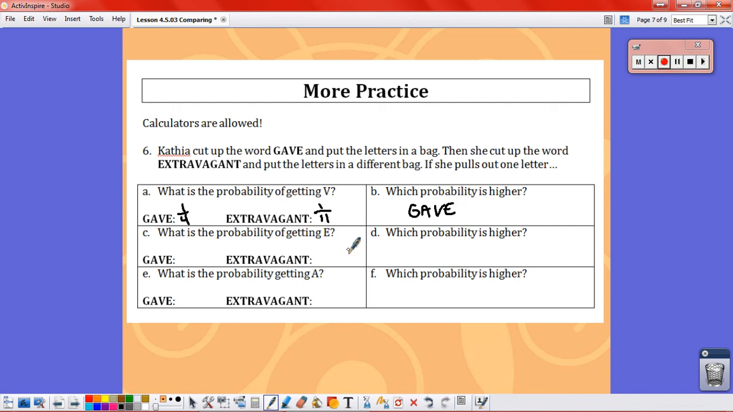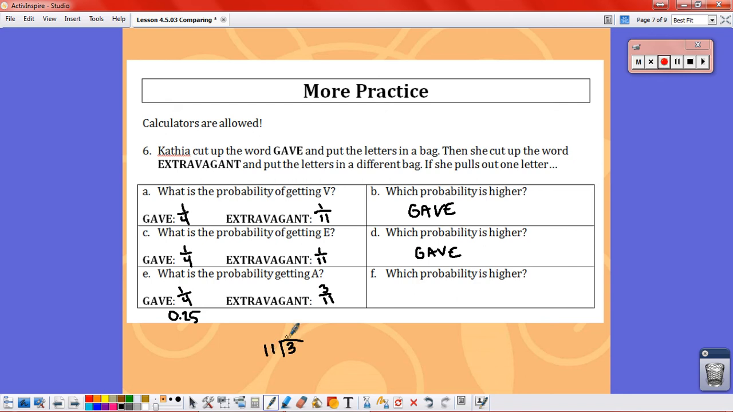Less other letters to compete with the V. E, again, is 1/4 here. There's one E in this word, so it's still 1/11, so this is the same. Then here we have A, still 1/4, but there are 3 A's in extravagant, so 3/11ths. And this is one where converting to a decimal is helpful. I know that 1/4 is 0.25. I know that I can do 3 divided by 11. I'm just going to do this one by hand.